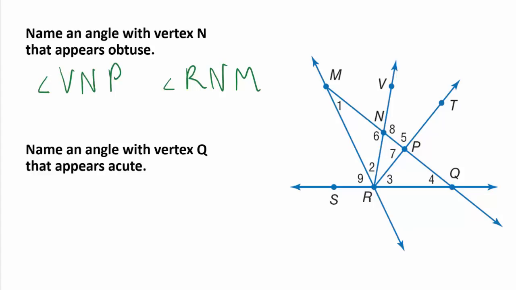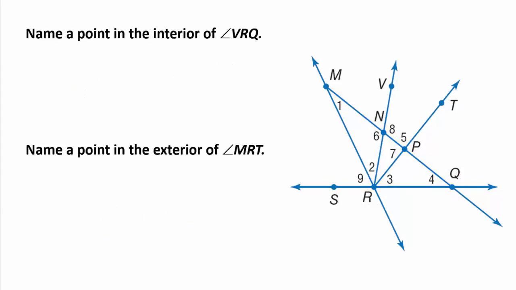Next, let's name an angle with vertex Q that appears acute. So we're going to again circle vertex Q, and let's trace an angle. There's only really one we can look at, and we're going to name this angle RNM. Now let's name a point in the interior of angle VRQ. So let's trace VRQ. I'm just going to highlight the space that would be on the interior, and we can name any point that we see in there. So I'm just going to say we can either name P or T.